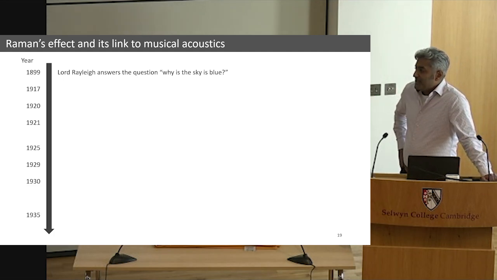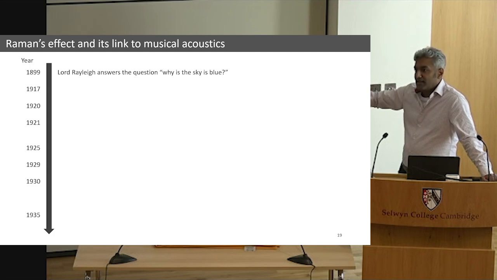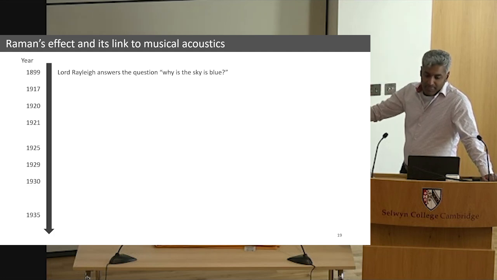And he figures out that the sky is blue because the molecules in the atmosphere scatter blue light more than they scatter other colors. And that's the reason why the sky is blue. Let's stop for a moment and just think about this.